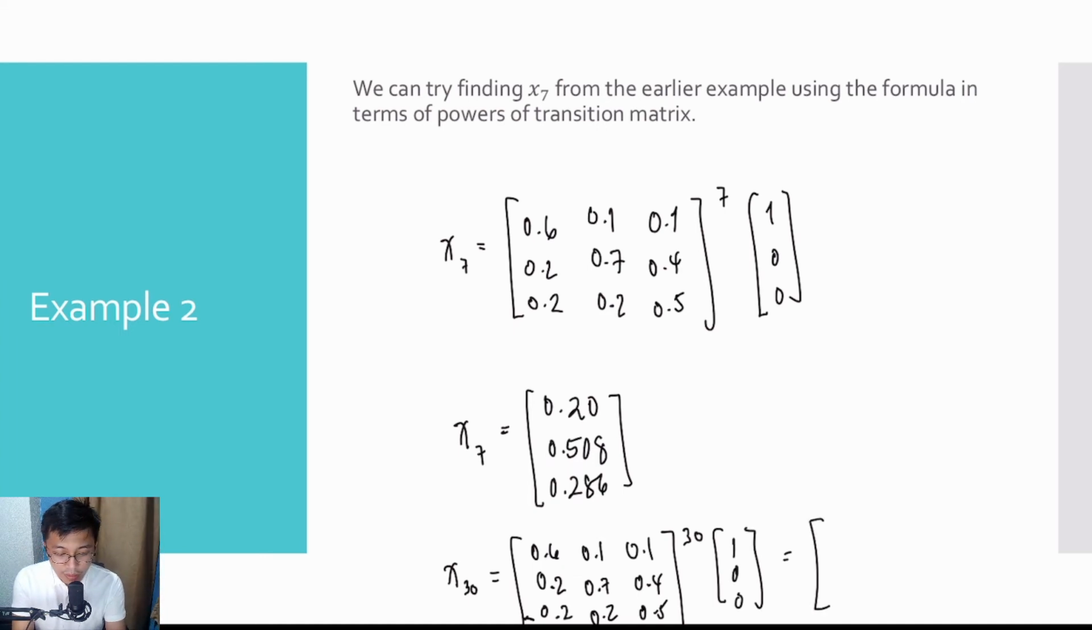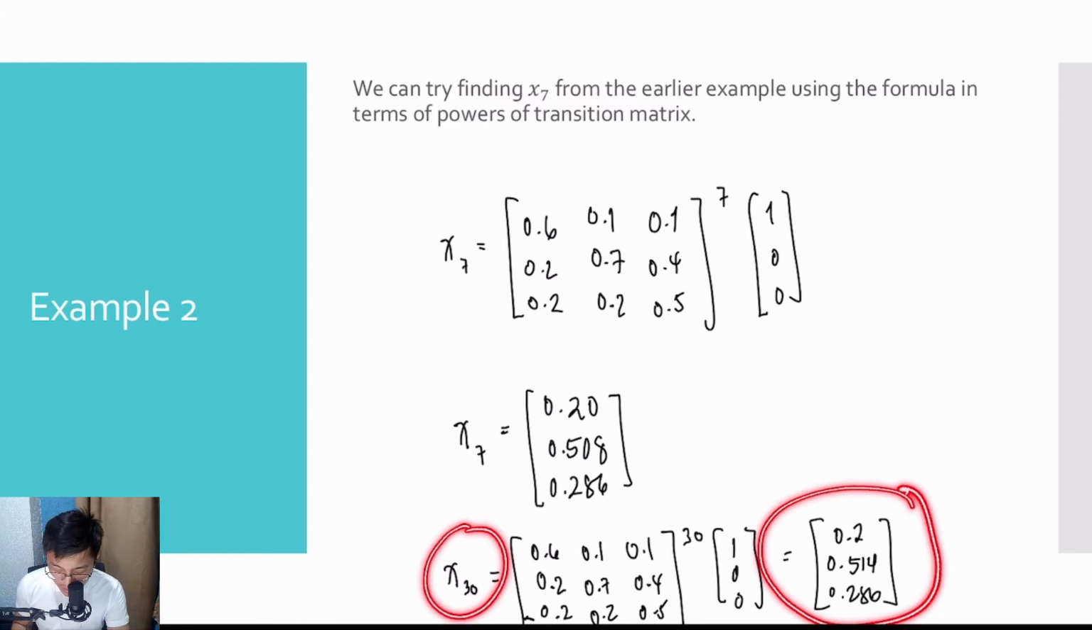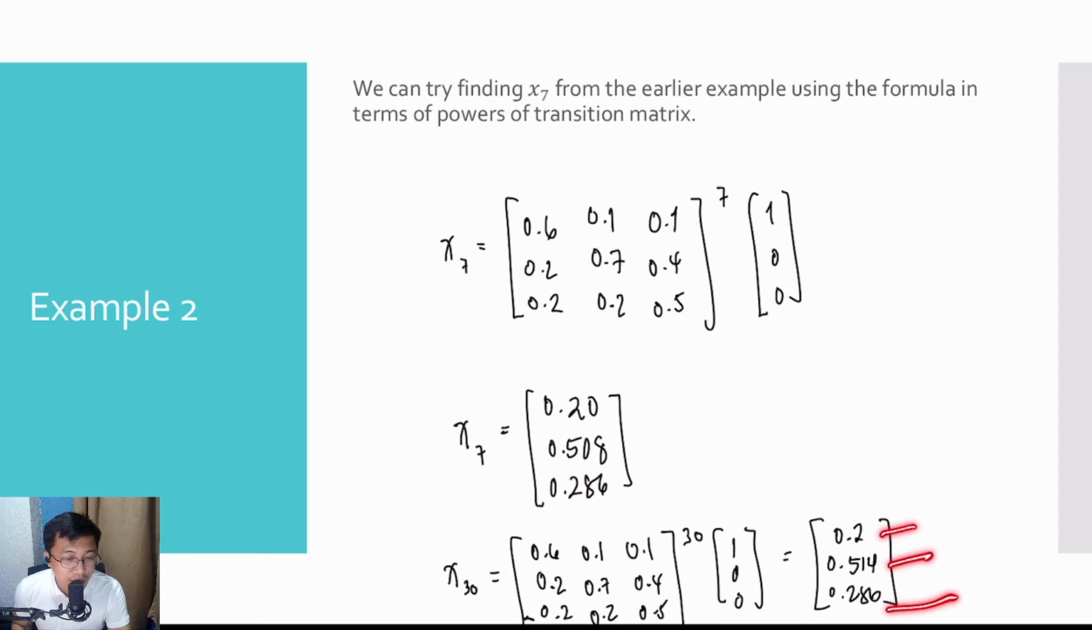So using our calculator, I will have here raised to 30, I'll have 0.2, 0.514, and 0.286. So what do we notice? We see that after a month, it actually stabilized to 0.2, 0.514, and 0.286. So that means we are sure that it's going to be 50% foggy most of the days. So that's how prediction works using Markov chains.